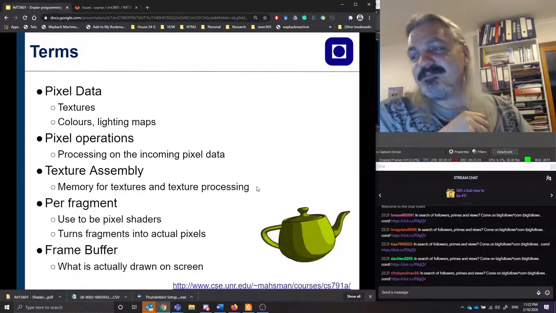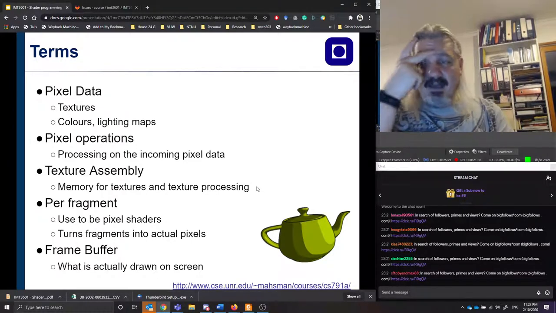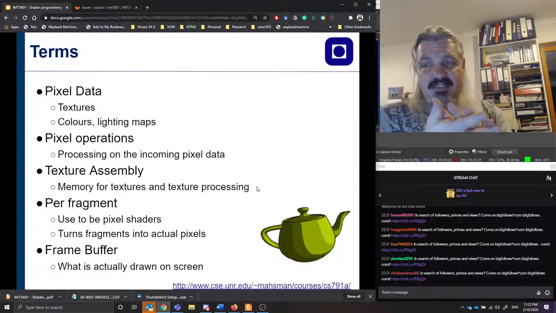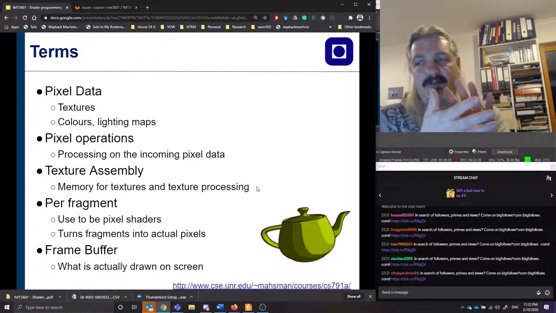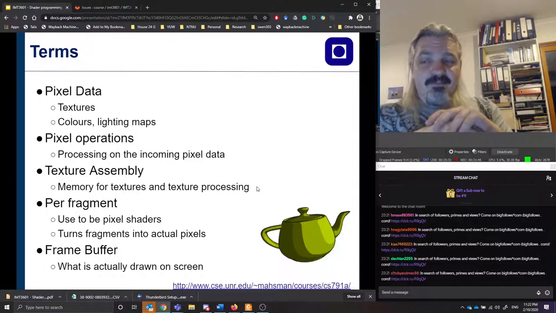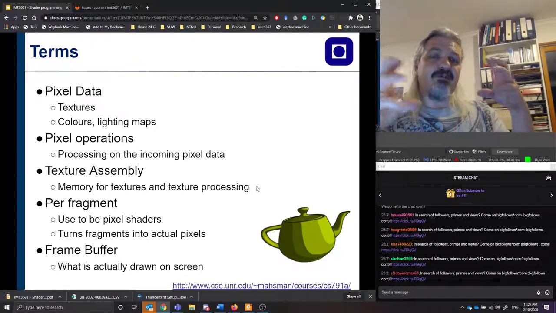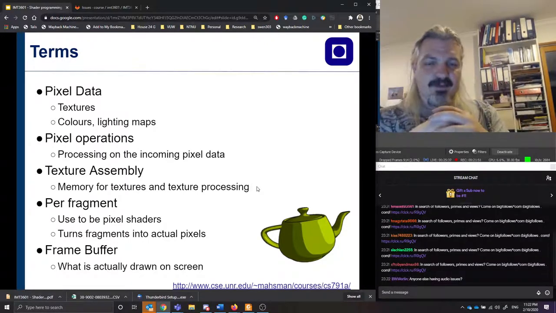So, other terms: pixel data, individual pixels on screen, and those are textures and colors. We talk about pixels. We have pixel operations, things that you do on pixels. Texture assemblies and texture buffer objects. These are where we organize the textures that we're going to use.